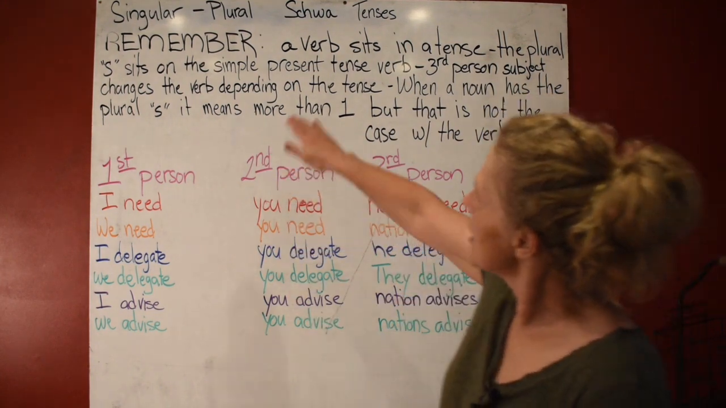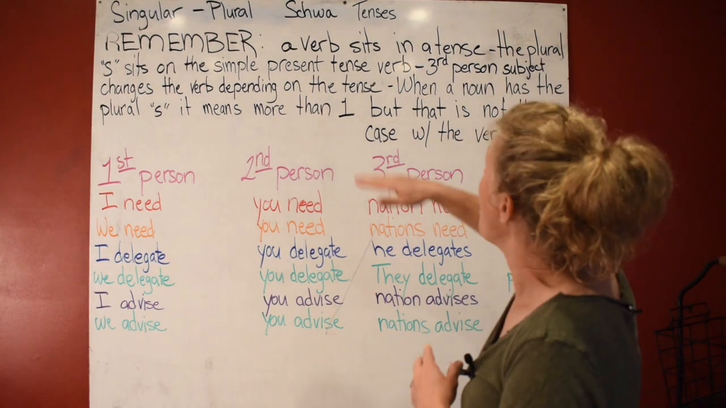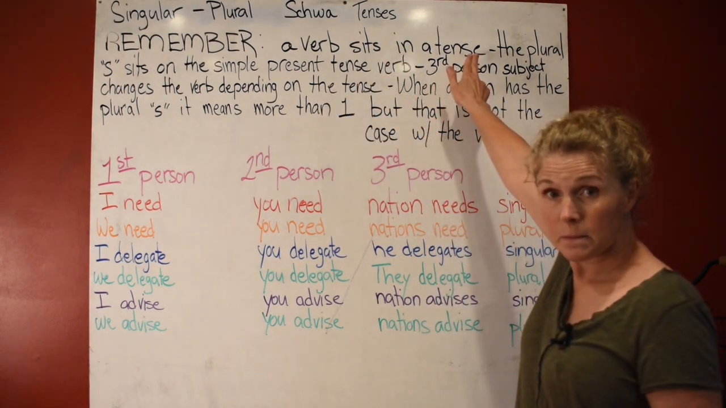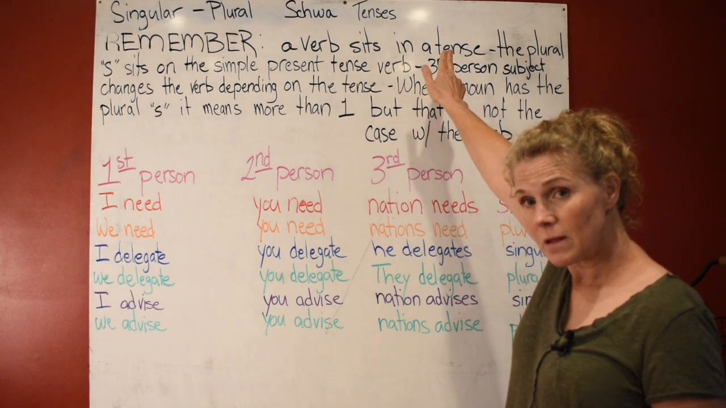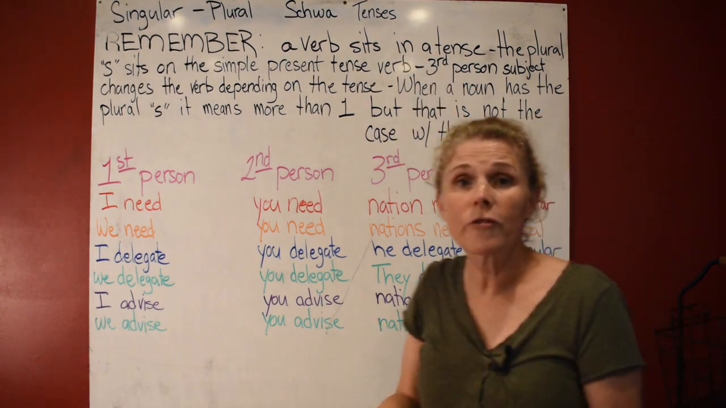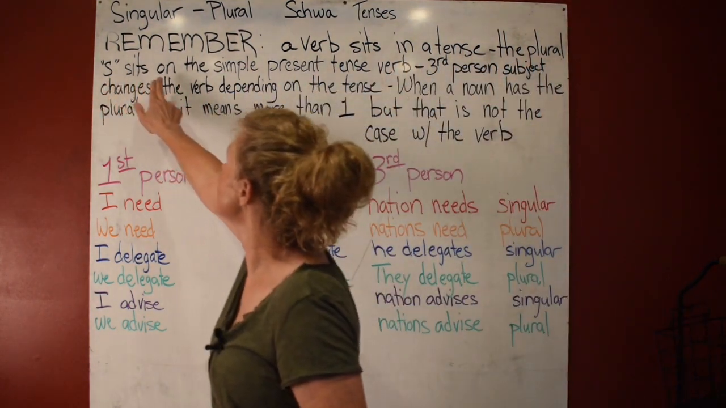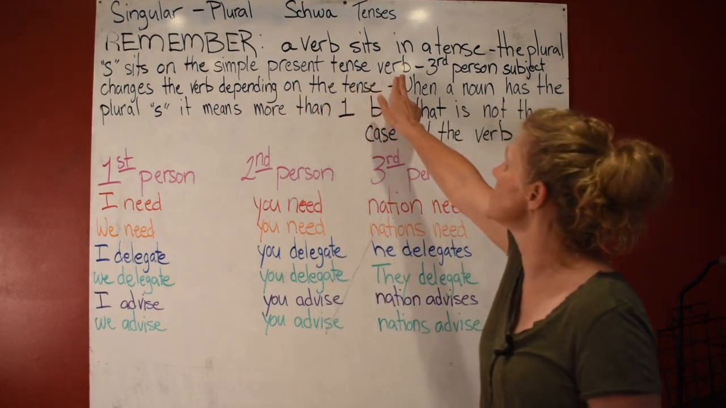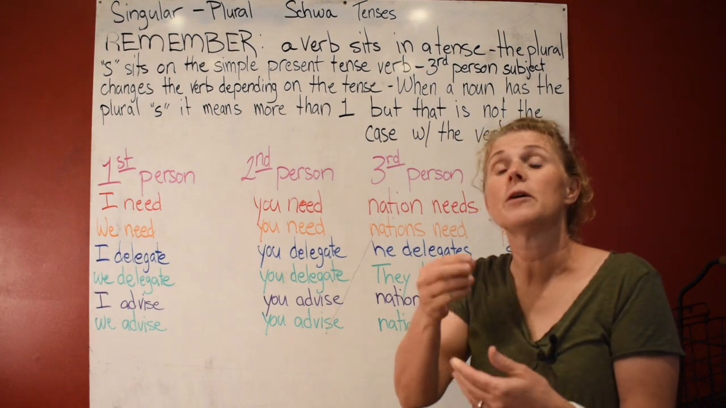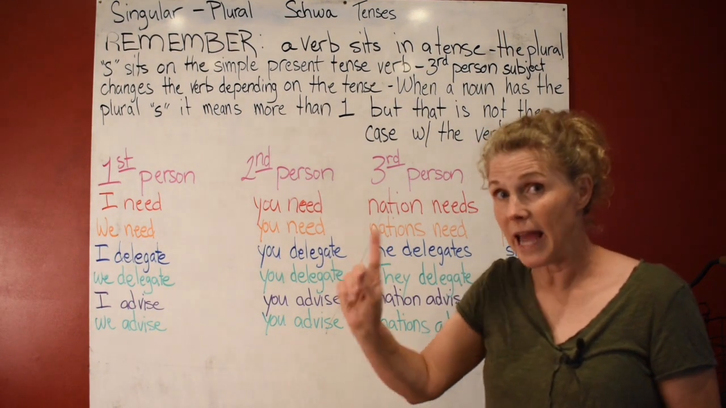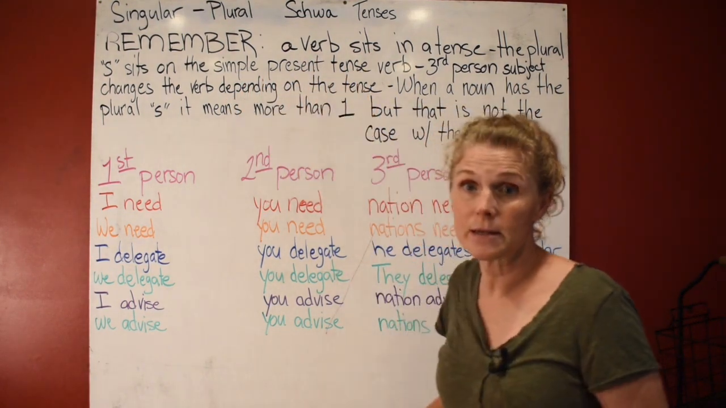All right, so let's remember, you guys. I want you to remember: a verb sits in a tense. Paul, where does a verb sit? In a tense. Right. All verbs sit in a tense. The plural S sits on the simple present tense of the verb. That's where you're going to find the plural S on a tense. It's going to be in the simple present tense. All right?